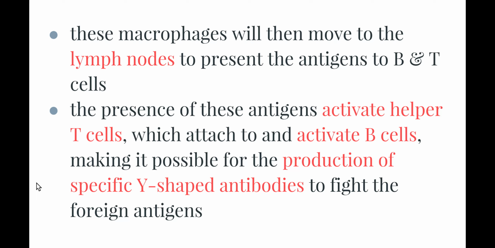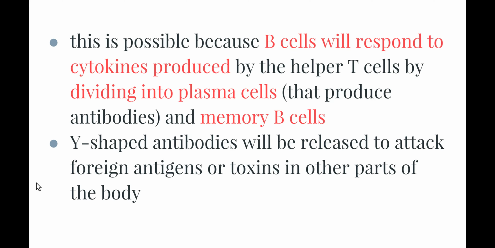The macrophages take the antigens to the lymph nodes in order for the B and T cells to get into gear. The presence of these antigens activates helper T cells, which are one of the 4 types of T cells. These in turn activate and attach to B cells, which makes it possible for the B cells to start the production of specific Y-shaped antibodies to fight the specific foreign antigen that's taking over. This process is possible because the B cells will respond to cytokines, which are chemicals.